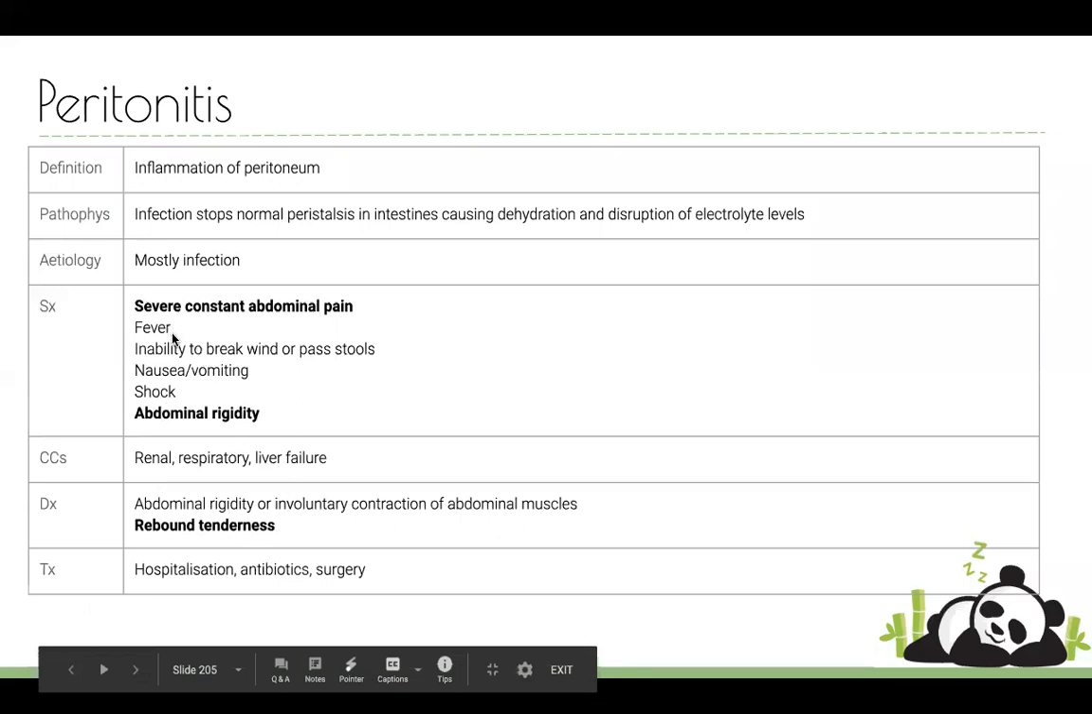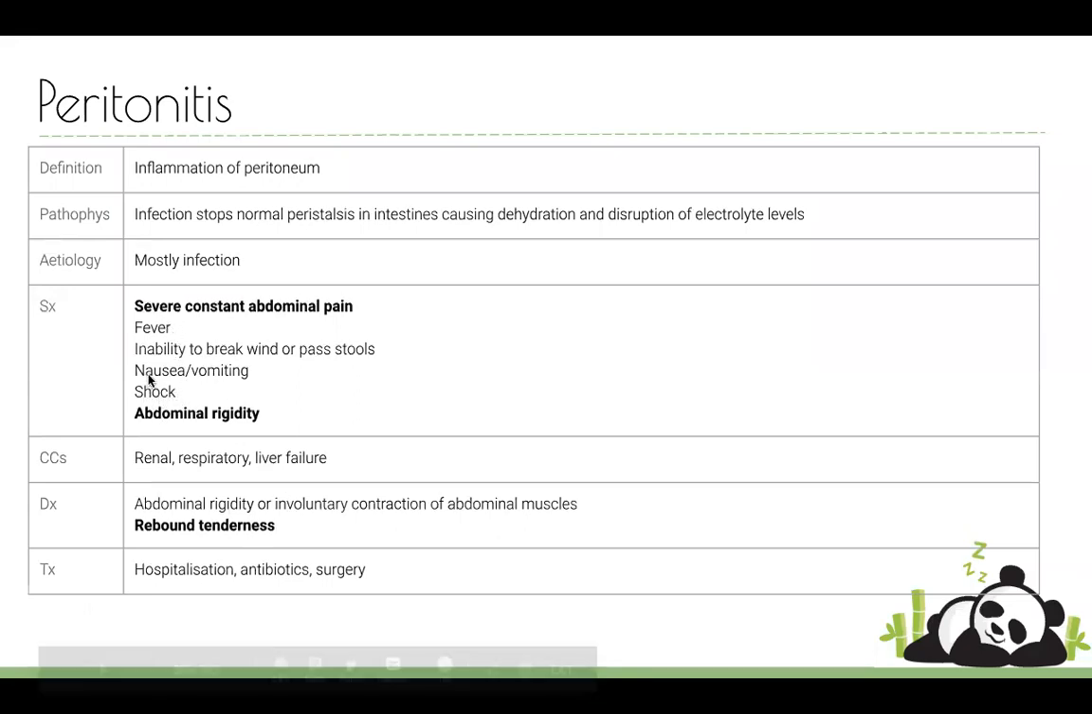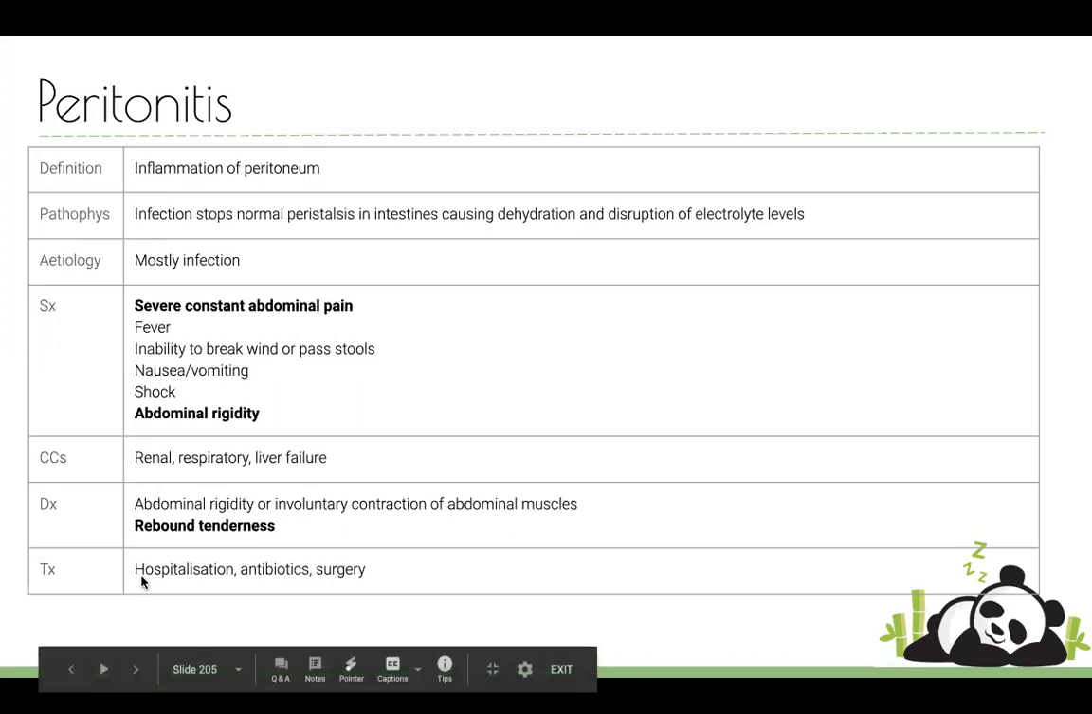And because they're in so much pain, they're in shock, they've got nausea, vomiting, they've got fever, and things like that. And it's very serious. So send them to hospital, give them antibiotics, give them fluids, and then check what's caused it, which is often like a perforation or something like that.